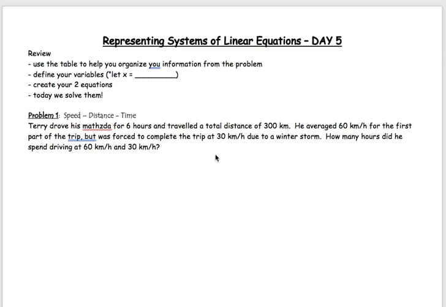All right, so we're going to start with problem number 1. A speed, distance, time problem. We're going to go through, right from scratch, the steps of reading it, finding information, finding the variables, finding the equations, and actually finding the answers. For example, it says how many hours did he spend driving at 60 kilometers an hour and 30 kilometers an hour. So you're going to find how many hours he spent in those different time periods, okay? All right, so let's get to it.